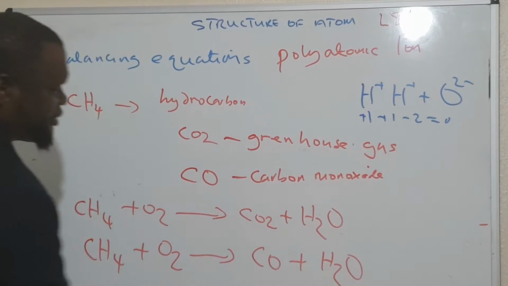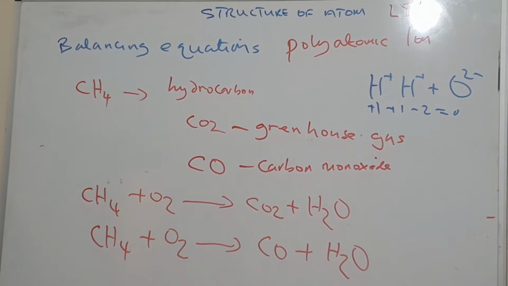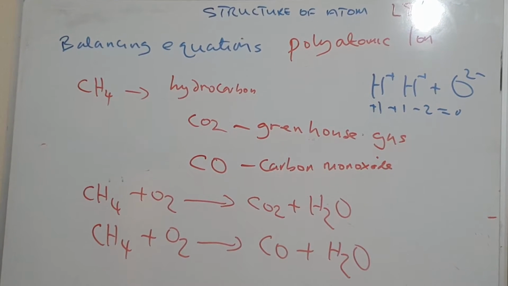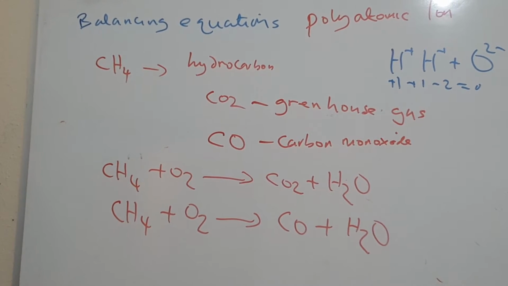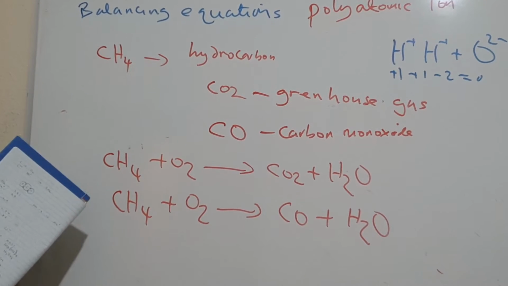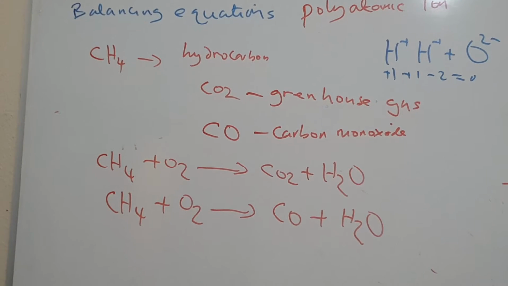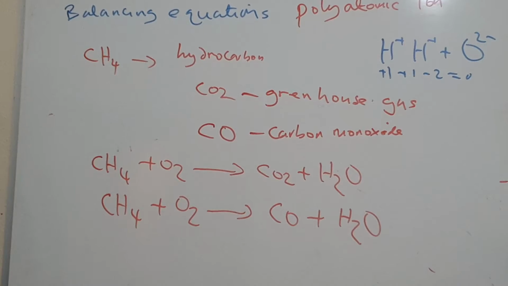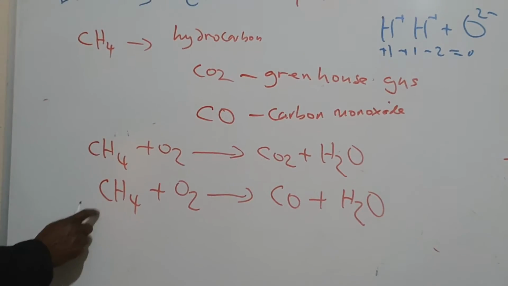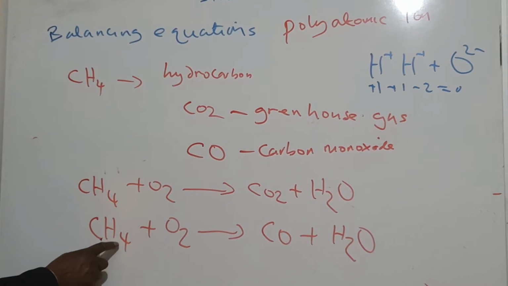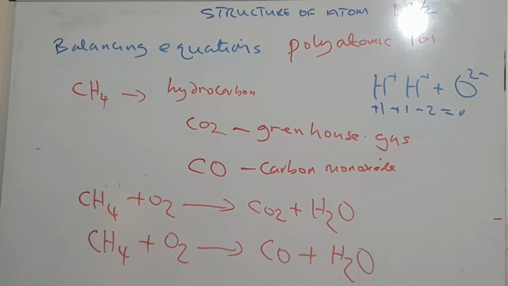Now to balance this. This is not an easy one, okay? I'm going to leave this for tomorrow. We will do more balancing equations, okay? They look innocent, but they're not. You have to add 2 in front of everything. No, that won't work. Because if I add 2 in front of everything, there will be 8 hydrogen here and 4 hydrogen here. No, you have to add a 2 there.